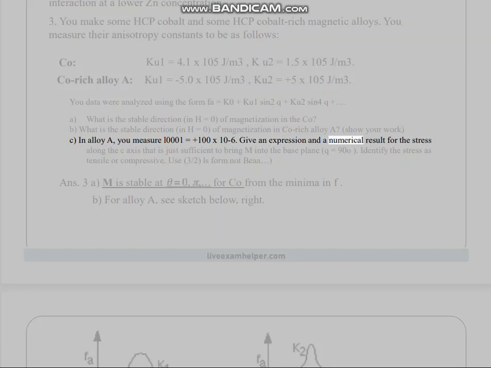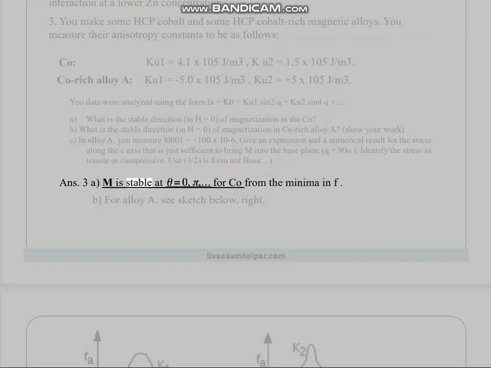Give an expression and a numerical result for the stress along the c-axis that is just sufficient to bring M into the base plane, theta equals 90 degrees. Identify the stress as tensile or compressive. Use the 3/2 lambda sigma form.